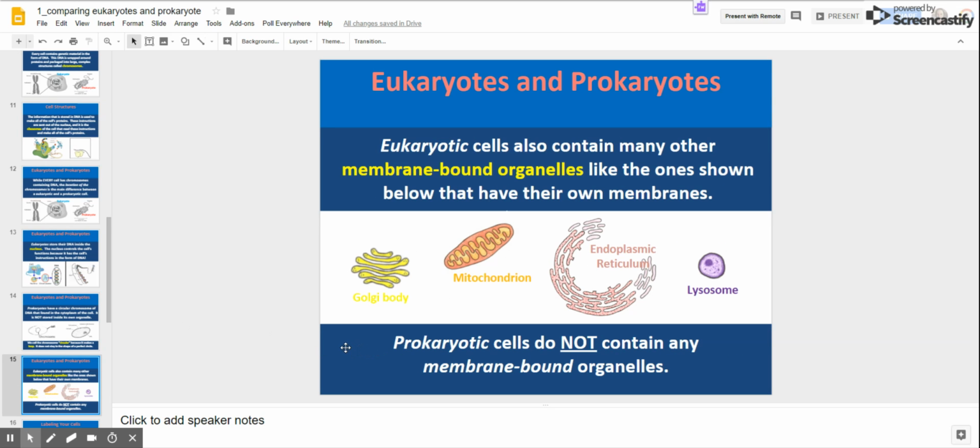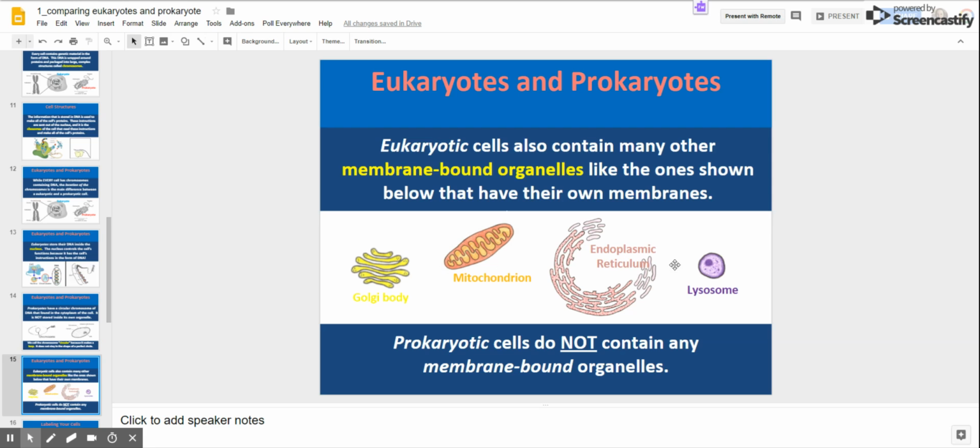Eukaryotic cells also contain many other membrane-bound organelles, like the ones shown below. Here's the Golgi body, the mitochondria. Hopefully you know that one. That's the powerhouse of the cell. Endoplasmic reticulum. We've got the rough here. Those have ribosomes on it, so therefore they make protein, because ribosomes make protein. And then the smooth ER, which makes our lipids. And our lysosomes.